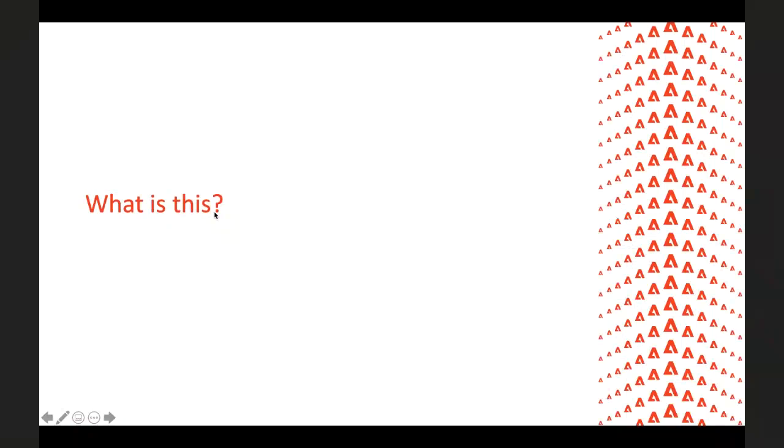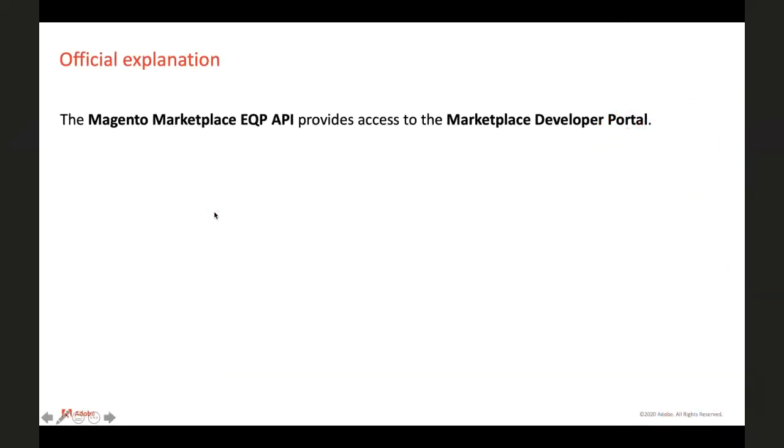So what is this thing? The Magento Marketplace EQP API provides access to the Marketplace Developer Portal. So what does that mean? Magento is a framework. It's a platform for building online stores. There's a lot of great features that come out of the box, but it's also highly customizable. And it's in this customizable area that people build extensions. Where you find the extensions is at the Magento Marketplace. So the Magento Marketplace is like an app store.